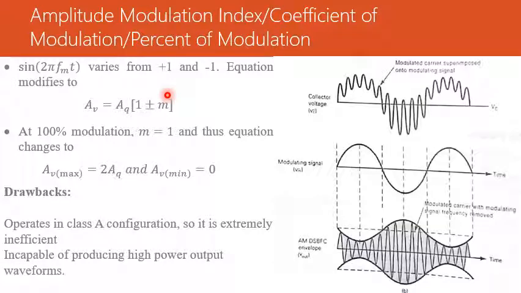And another one, it is incapable of producing high power output waveforms. Since it is a low level AM modulator, the modulation takes place prior to the output element, so it requires very little modulating signal power. So at the output it produces a very low power waveform. That is one of the drawbacks.